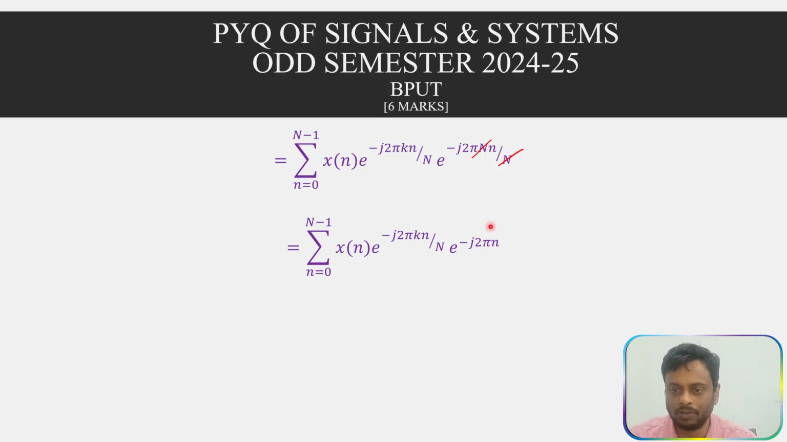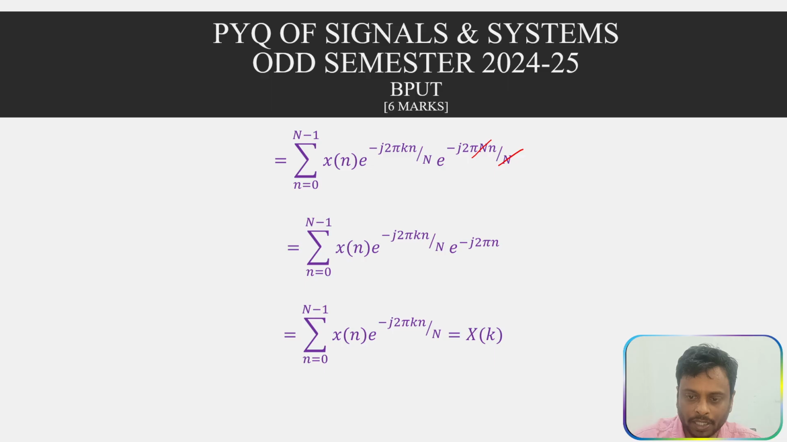This value is equal to 1. So only the first term will remain, x of n e to the power of minus j 2 pi k n divided by n, and this is nothing but x of k. So we have proved that x of k plus n equals x of k. This is the periodicity property of DFT.